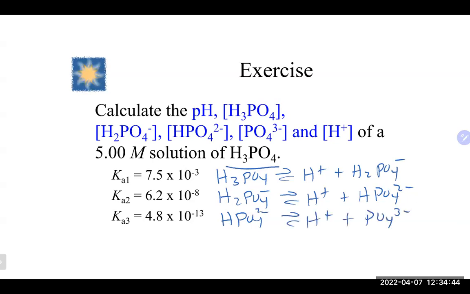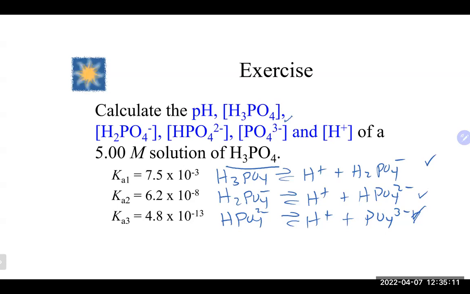All right, so we basically want to know the concentration of H3PO4 at equilibrium, H2PO4 minus, HPO4 2 minus, phosphate, the H plus, and the pH, everything you ever wanted to know or don't want to know. What this means is, since we have to go all the way down to phosphate, we are going to have to get all the way down to this equation at some point, right? So we're going to have to use each of these guys along the way.